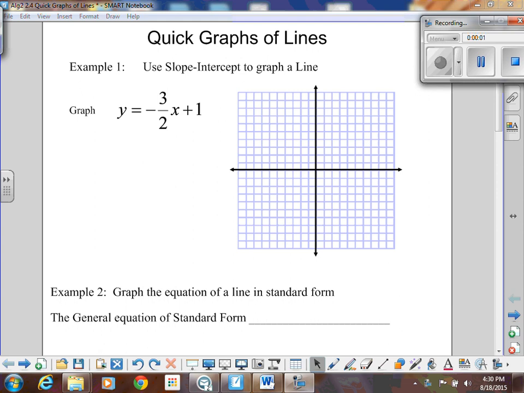All right, McKahan here. We're going to talk about quick graphs of lines. Let's first review what we talked about in the last video using the slope-intercept form to graph a line.